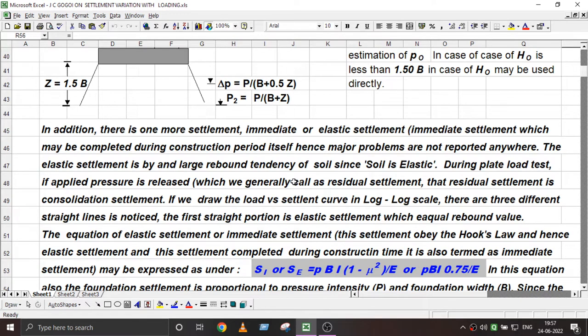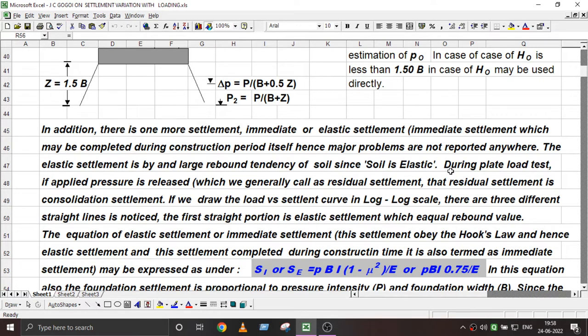During plate load test, I hope you all know about plate load test, and most of you have been closely associated with it. Some of you surely conducted some plate load test. In plate load test, when applied pressure is released, there will be some rebound settlement, and some residual settlement. That rebound settlement is elastic settlement, and residual settlement is consolidation settlement.